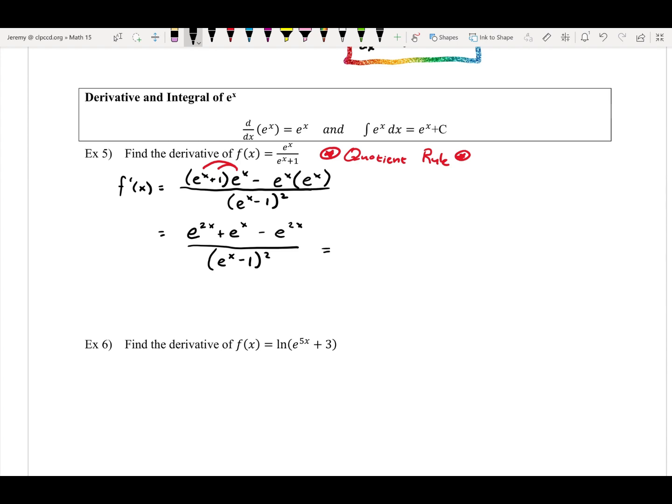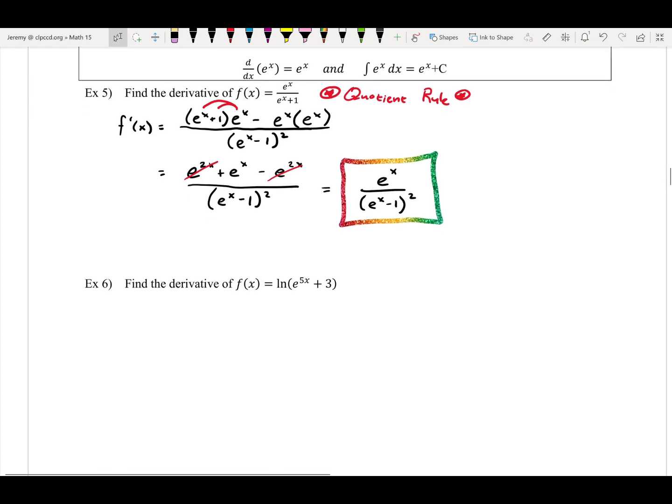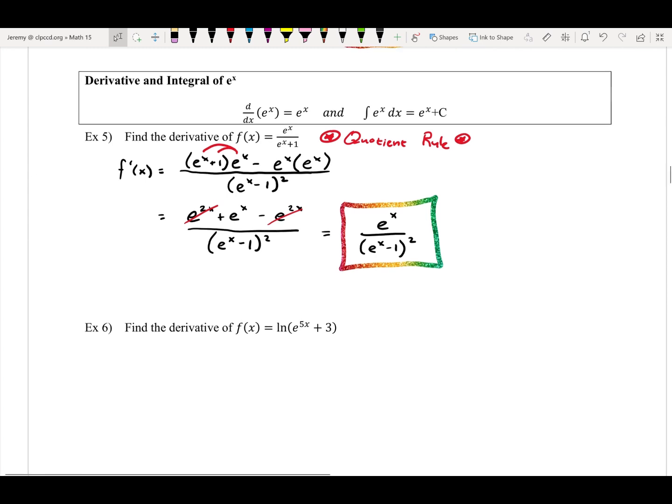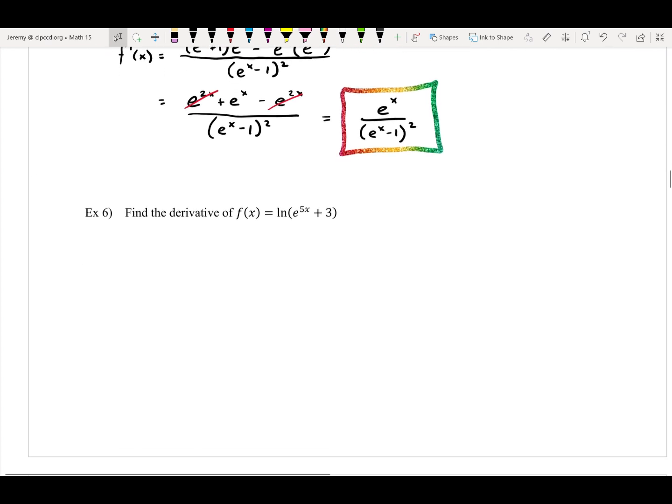And we get a nice cancellation, right? E to the 2x cancels with negative e to the 2x, and we are just left with e to the x over e to the x plus 1 squared. And that's as simplified as I'll go on that one. Okay, just applying the quotient rule. All these techniques we already know and love. We're just seeing these e to the x's and natural logs pop up now.